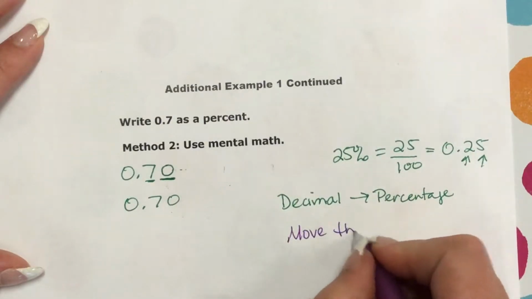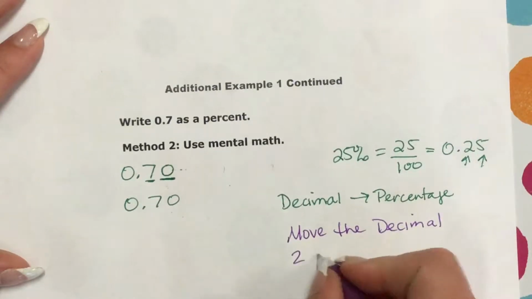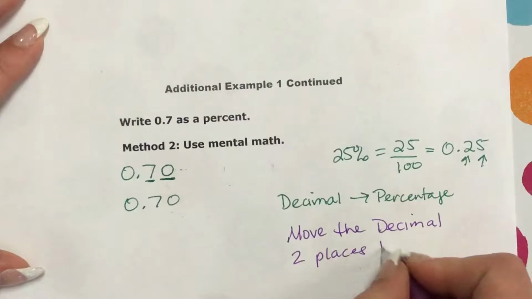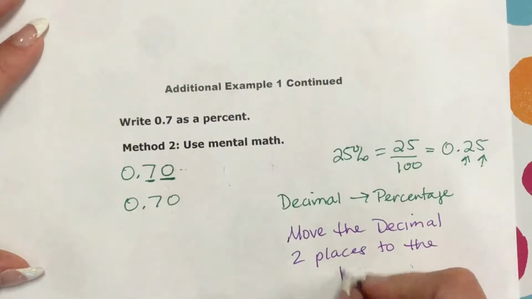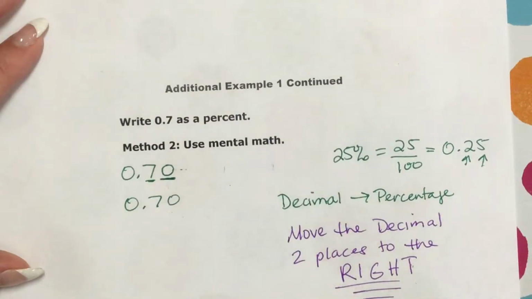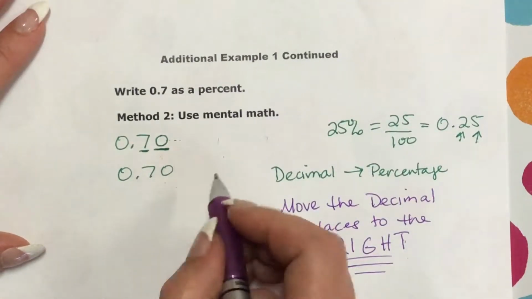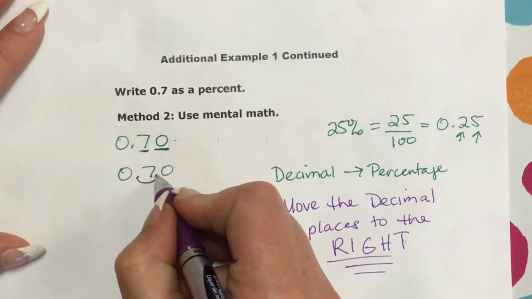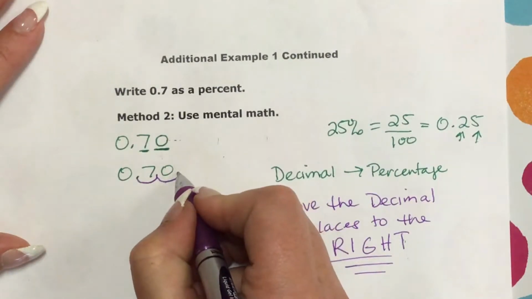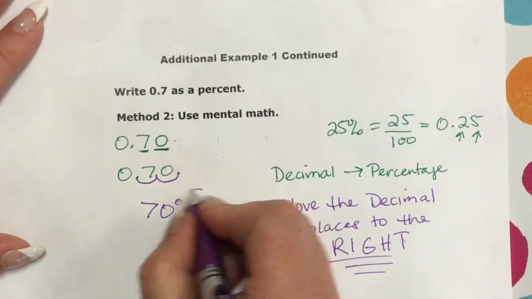you move the decimal 2 places to the right. So that's what we're going to do. We're going to move this decimal 2 places to the right. So this would be 1, this would be 2. This is where our new decimal goes, and it becomes 70%.